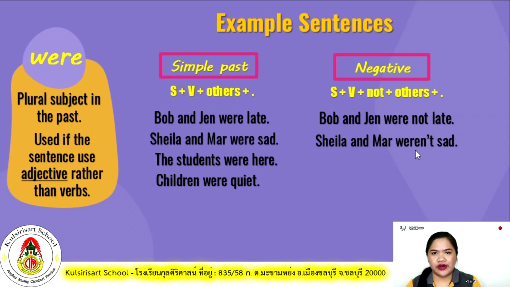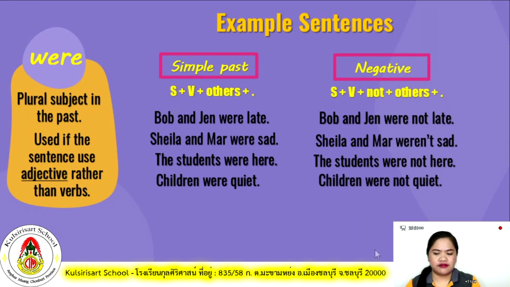Now, we have the students were here. It will become the students were not here. And children were quiet. In the negative form, it will become children were not quiet.